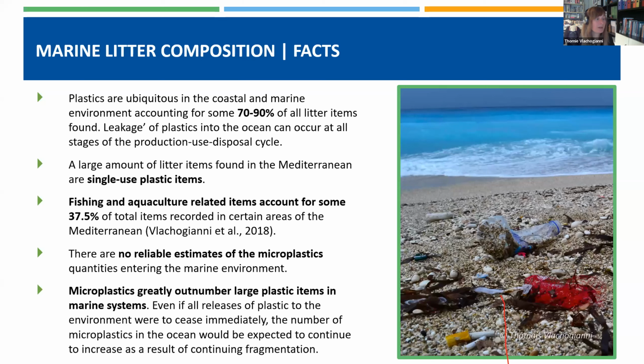But also, there are areas that, in fact, have fisheries and aquaculture-related items as the most abundant litter item categories. And in fact, in a study that we performed back in 2016, we demonstrated that almost 40% of litter items in certain areas are coming from fisheries and aquaculture. And actually, certain fisheries items are considered single-use plastic items and are part of the Single-Use Plastics Directive at European level.